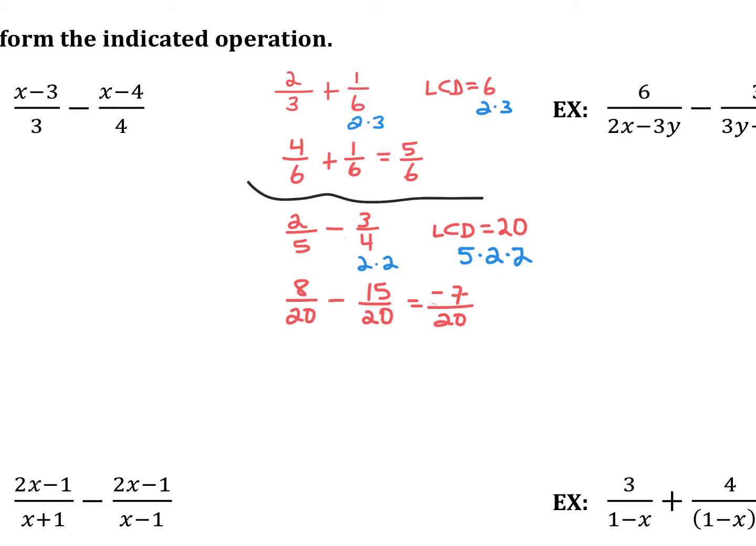Now if we look at our second example, we have 2/5 minus 3/4. If we look at a least common denominator for that one, I'm sure you would very quickly say the least common denominator is 20. You might even think about that as being 5 times 4. That will give us our least common denominator of 20.